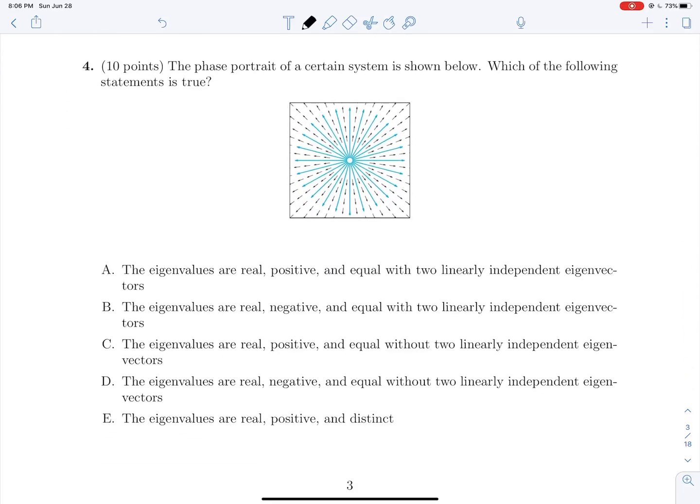Question number 4. The phase portrait of a certain system is shown below, and that system looks like a proper nodal source to me. Which of the following statements is true?